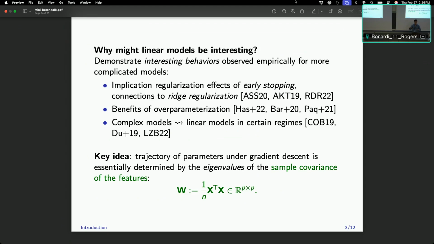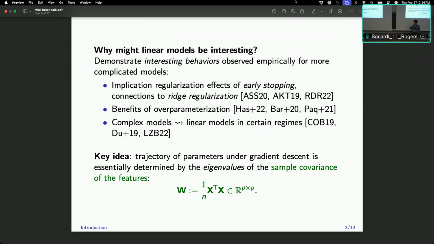There are works studying linear models showing what are the benefits of overparameterization, the double descent phenomenon. You can highlight that it appears in linear models already. And also a line of work in machine learning showing that in certain regimes, complex models are effectively the same as linear models. So here I'm referring to works saying deep neural networks in the so-called neural tangent kernel regime, or they also call it lazy training regime.